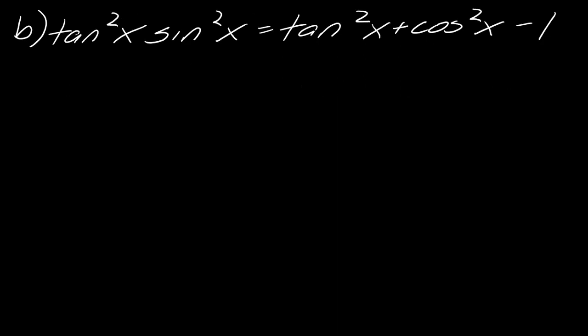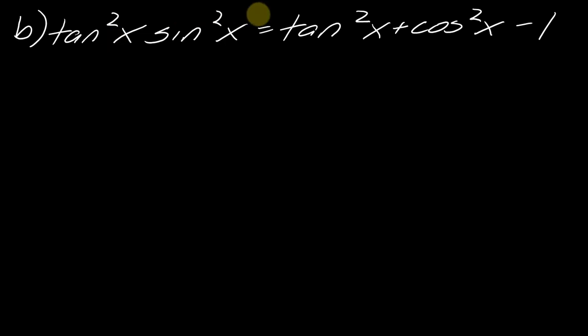Okay, so let's try this next one. So I've got tangent squared minus sine squared x equals tangent squared plus cosine squared x minus 1. Okay, so I can see by looking at these that I probably want to get maybe everything in terms of just cosines or something like that. So I'm just kind of thinking off the cuff here because I'm not sure how to do this one. I'm doing this one and just thinking out loud.